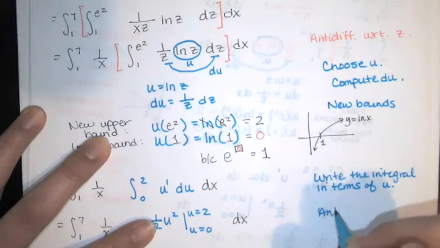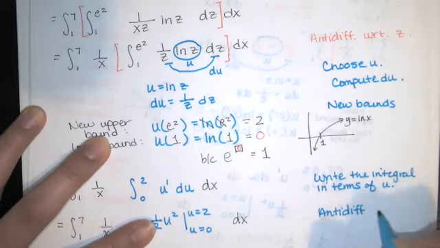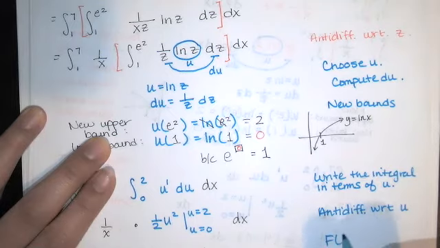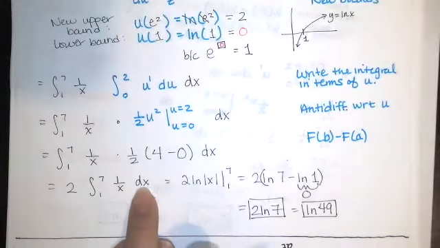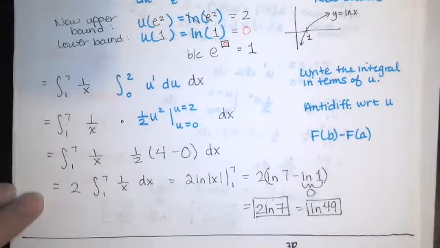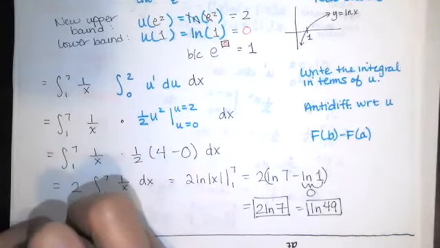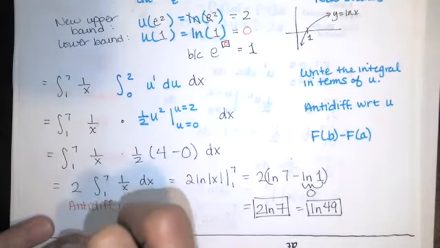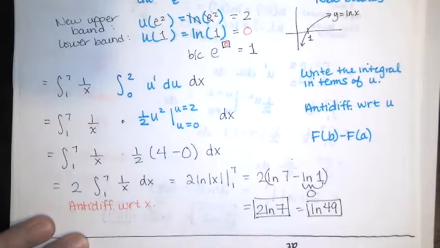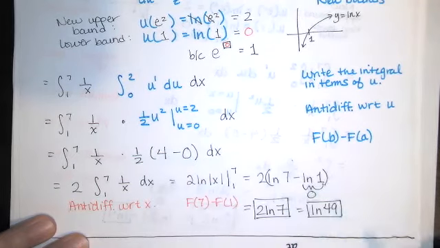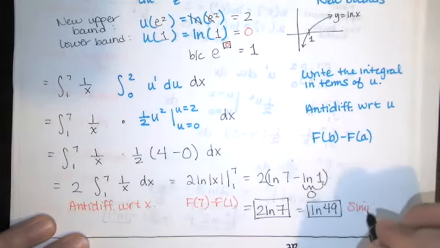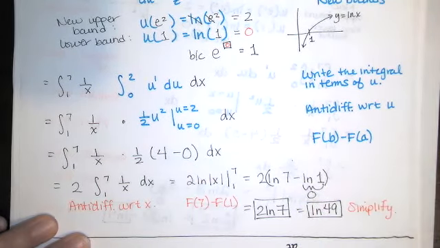then of course we anti-differentiate with respect to u, and then we use the fundamental theorem again. And then the last thing we do is we evaluate this integral with respect to x. So we anti-differentiate with respect to x. We use the fundamental theorem, f of 7 minus f of 1, and then we simplify. Easy breezy.